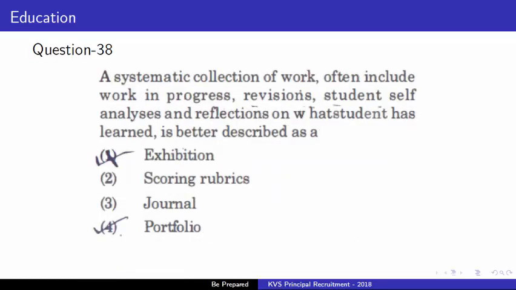Next question is, a systematic collection of work often include work in progress, revisions, students' self-analysis and reflections on what student has learned is better described as a, options are number 1, exhibition, second option is scoring rubrics, third option is journal, and the last option is portfolio. Correct answer is option 4th, that is portfolio.